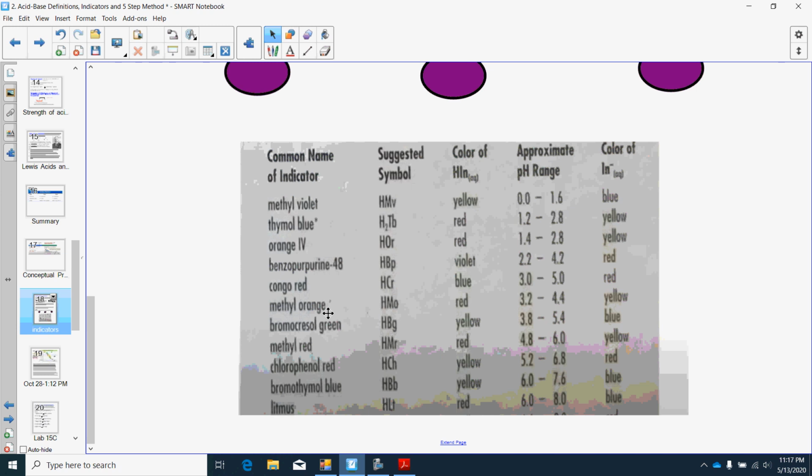Okay, so for example, litmus, the bottom one down here: if you get a red color, we know that the pH is less than 6. If you get a blue color, we know the pH is greater than 6. If you get an in-between color, what would be in between blue and red? Purple. If you get a purple color, you know it's between 6 and 8. So that's how this indicator chart works.